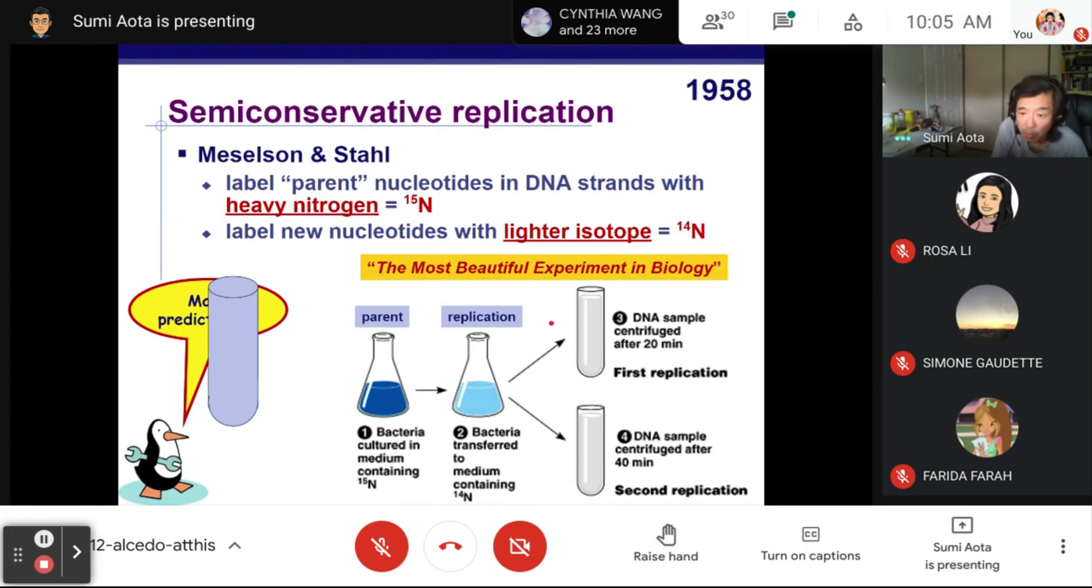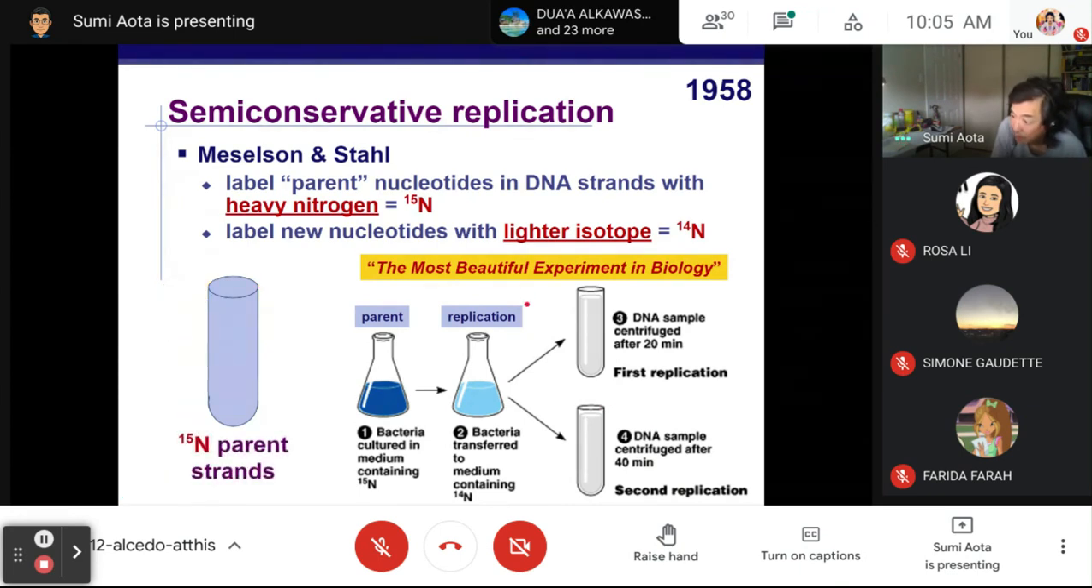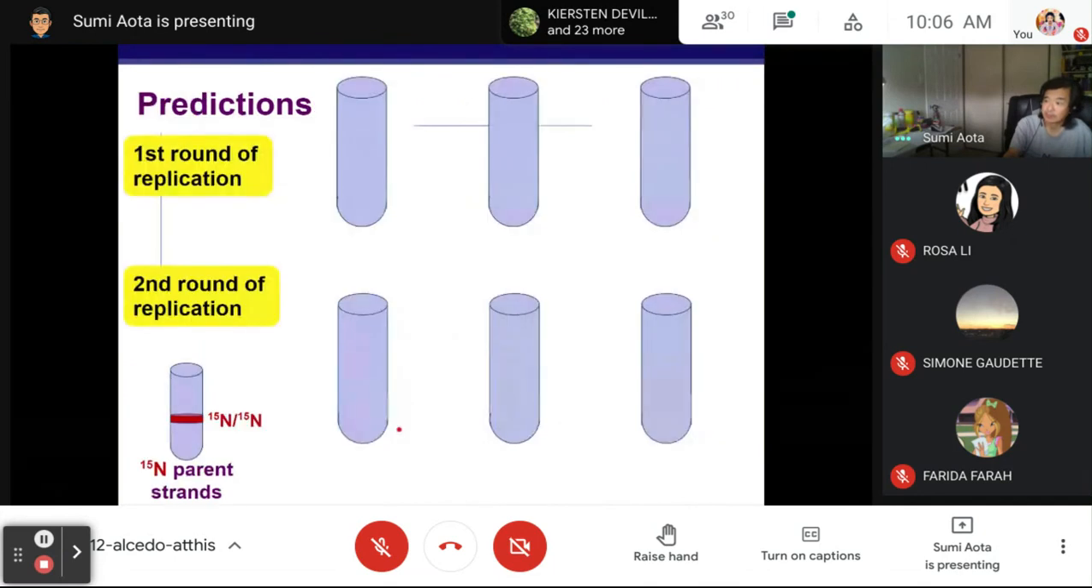Okay, so we're now going to make predictions. In red will be the N15 parent strands. Since all the nitrogens are N15, the DNA should settle out at one location. So this is where the N15 lines are going to be.